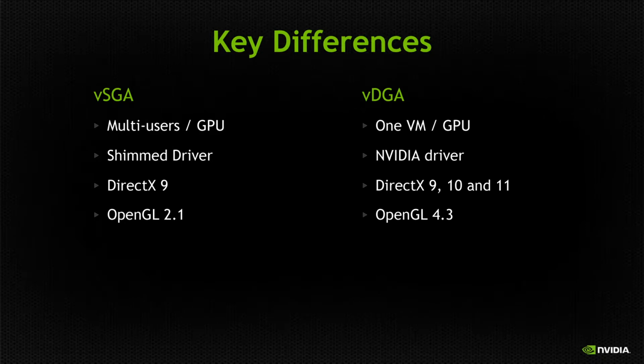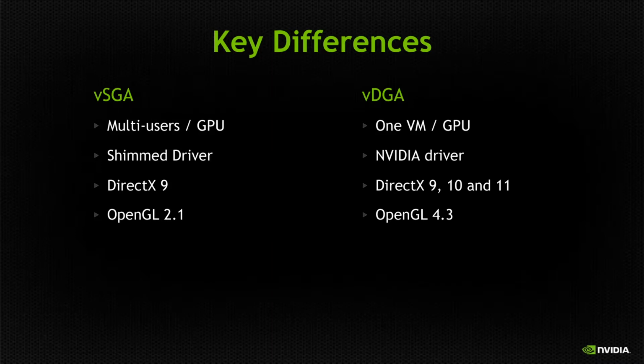For VDGA, the limitation is that you can only have one virtual machine per GPU. So if you have a server with a GRID K2, you can only have two virtual machines, utilizing each of the two GPUs in the hypervisor on that server. So it's really something that needs to be leveraged wisely, and that's primarily why we recommend this for high-end users that need dedicated GPU resources.